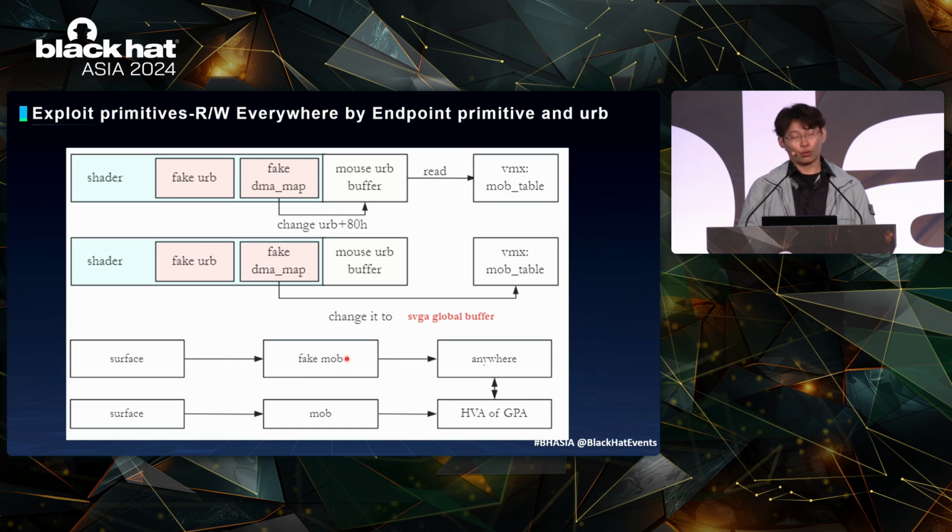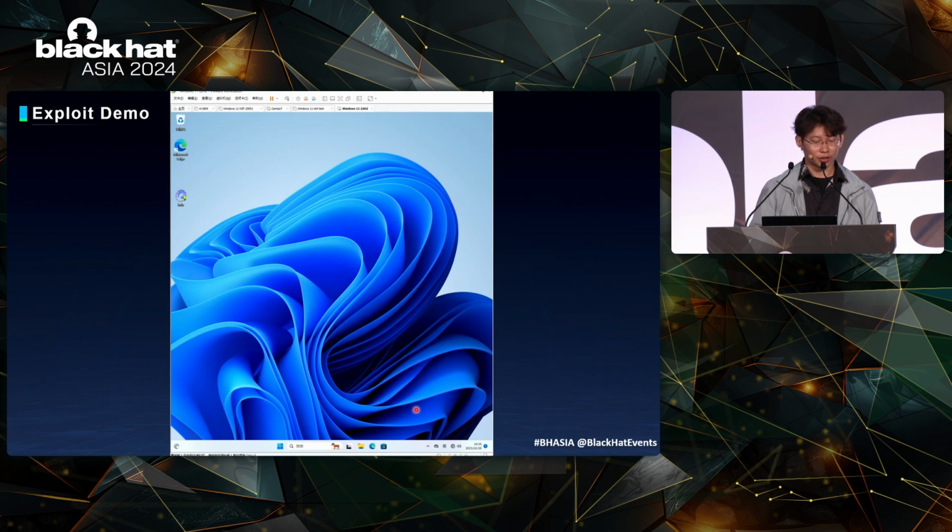Then, once again, we leverage the power of the mob structure to achieve arbitrary address read and write. Then you can find a function pointer of the VMware process and leak the WinExec function address. And you can use WinExec to bypass CFG. So you can execute any commands you want. Here is the demo.